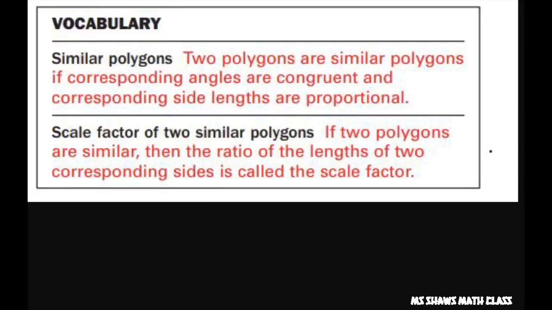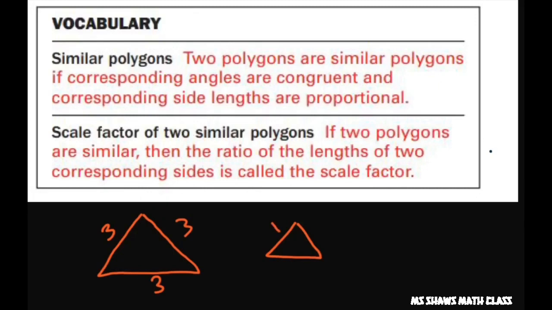Two polygons are similar if corresponding angles are congruent and the corresponding side lengths are proportional. So for example, if I have, say, two triangles, and I'll make this one smaller, and if this is 3, 3, 3, and this one's 1, 1, 1, our angles would be the same. These are equilateral triangles, so our angles would all be 60 degrees. So all the measures of the angles.